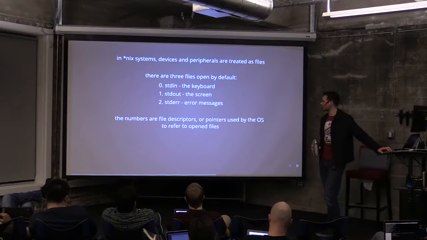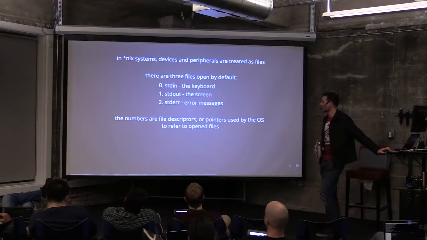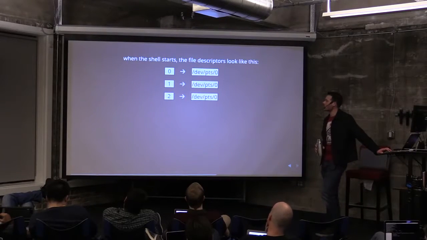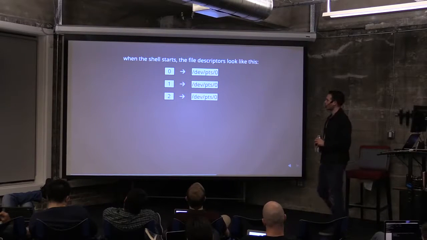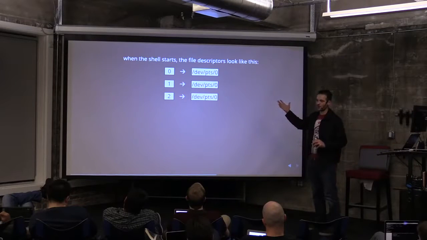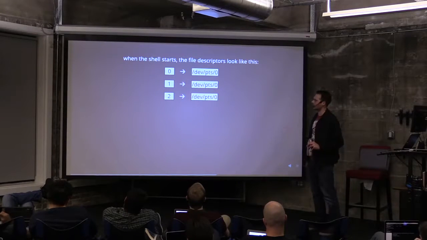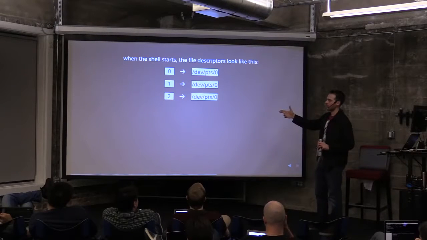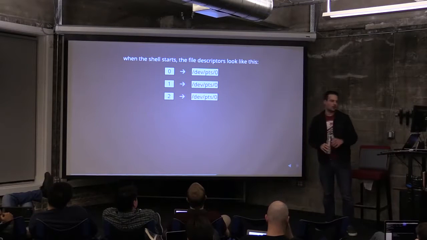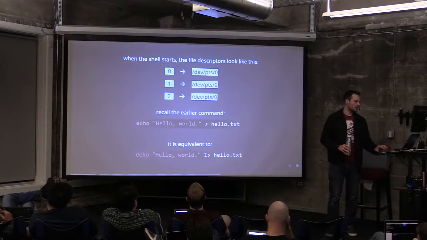The numbers that I'm using to refer to these files are file descriptors. A file descriptor is basically a pointer to an open file. That's all there is to it. When you first open the shell, this is by default what your file descriptors look like. devpts0 is just Linux. It's another file, a Linux convention for your terminal. Basically, standard in is being gathered from your terminal, and standard out and standard error are both going to your terminal.